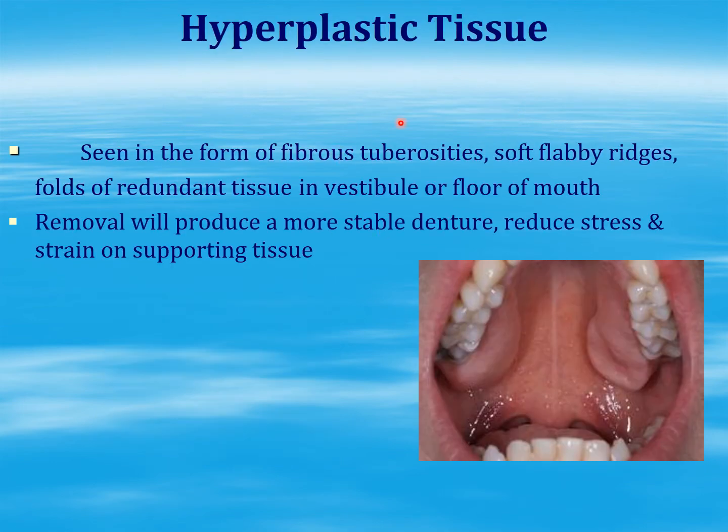Coming to hyperplastic tissue. It is seen in the form of bulbous tuberosities, soft flabby ridges, folds, or redundant tissues in the vestibule or floor of the mouth. Removal will produce a more stable denture and reduce stress and strain on supporting tissues. So if you want a more stable denture, we had better remove any hyperplastic tissue, talking about an RPD or a CD.